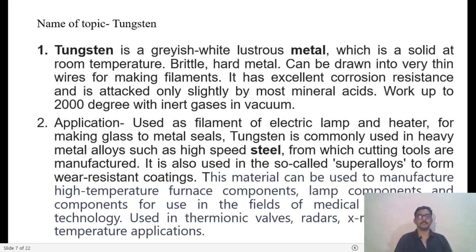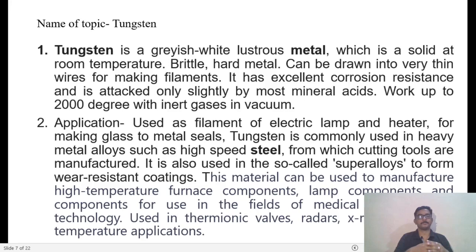Next is tungsten. Tungsten is a grayish white metal which is solid at room temperature. It is a brittle and hard metal. It can be drawn into very fine wires, and these fine wires are used for making filaments, and these filaments can be used in electrical lamps also. This can work up to 2000 degrees Celsius with inert gases in a vacuum.